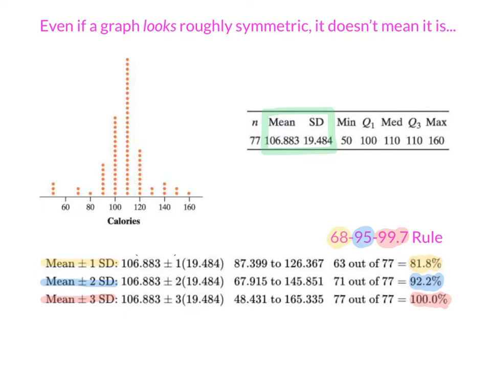Now that to me tells me that is not a normal distribution because that's very far away from 68. Even though 92 is close to 95 and 100 is very close to 99.7, I would say that this is not a normally distributed data distribution.